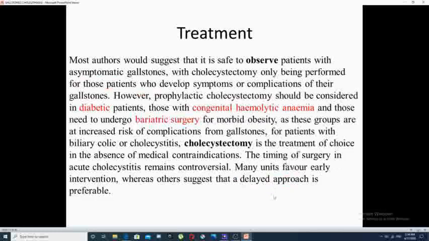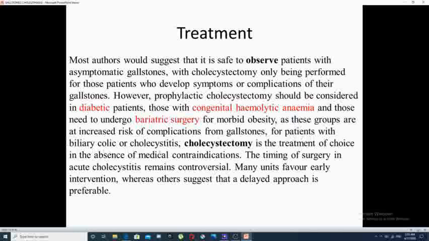How to treat gallstones. Most authors suggest that it is safe to observe patients with asymptomatic gallstones. Cholecystectomy is only performed for those patients who may develop symptoms or complications. Prophylactic cholecystectomy is considered in patients who have diabetes or congenital hemolytic anemia, or those patients who undergo bariatric surgery.